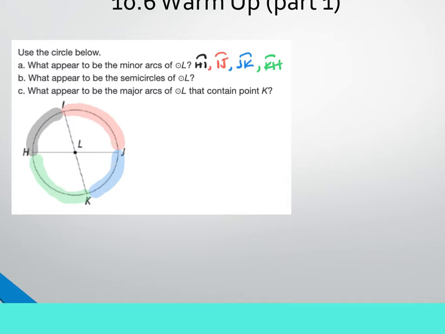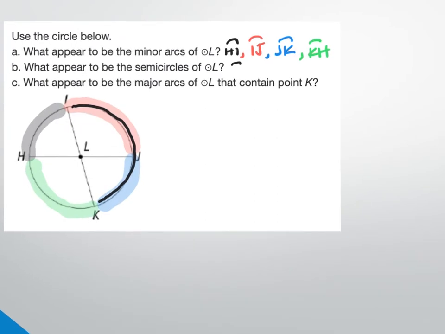You can put those in any order, okay? So those all appear to be minor arcs. If I join any of them together, like this one and this one, that appears to be a semicircle. So that's one of the options for part B, which is a semicircle: I, J, K. And I have to use all three letters so that I know what I'm talking about.